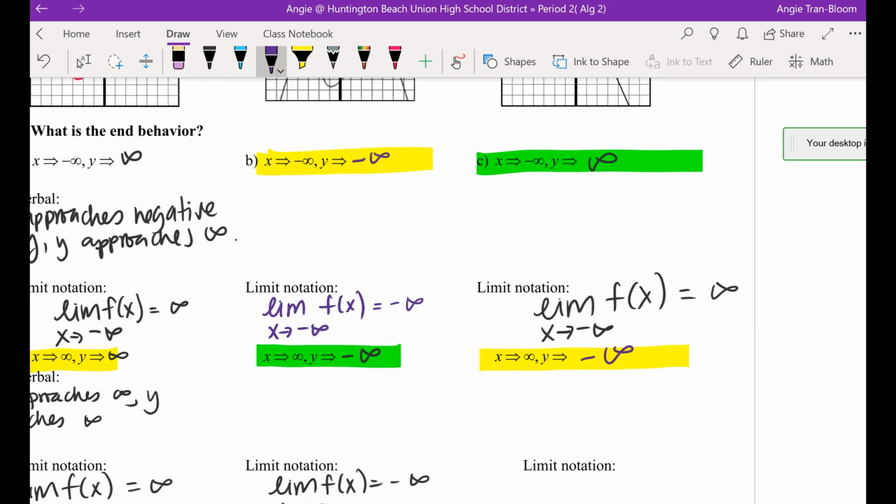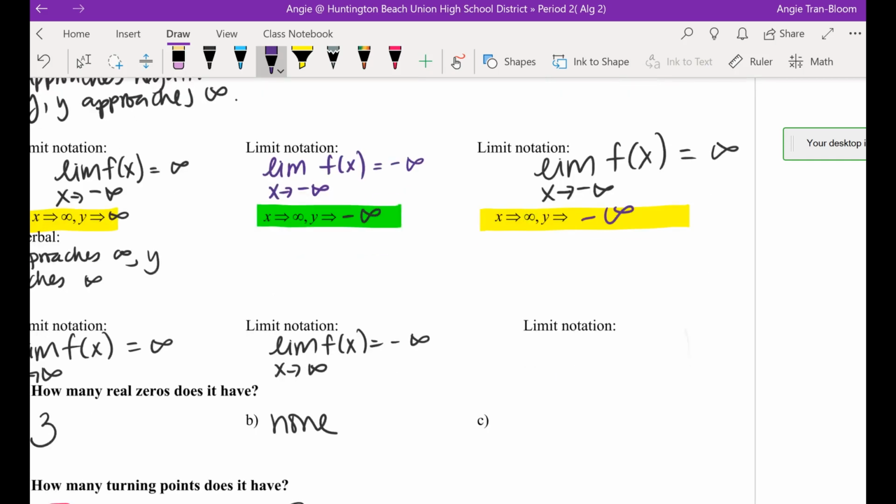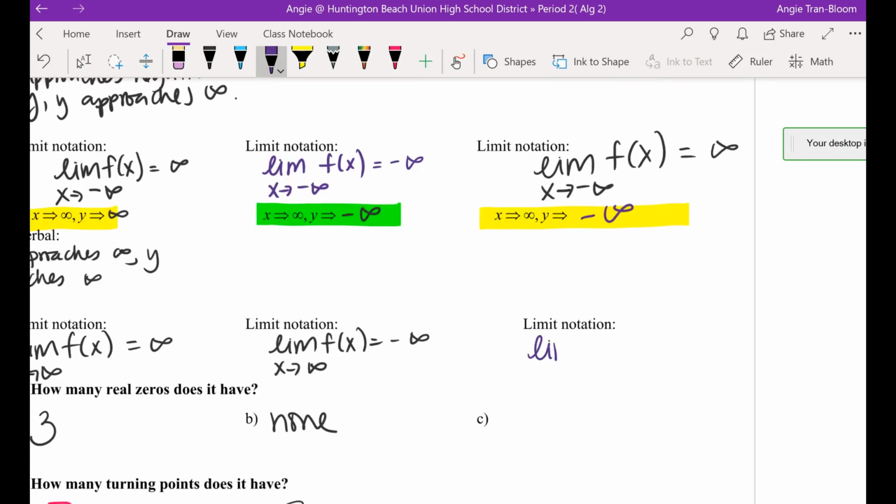Beautiful. Okay, class, are the y values approaching the same way or different ways? Different. So what are the possible degrees? Odd or even? Odd. Okay. Limit notation. Limit as x approaches positive infinity of our current function. This one says negative infinity over here.